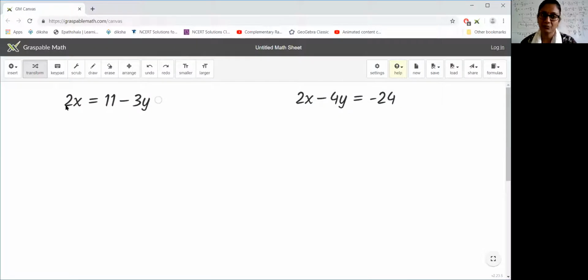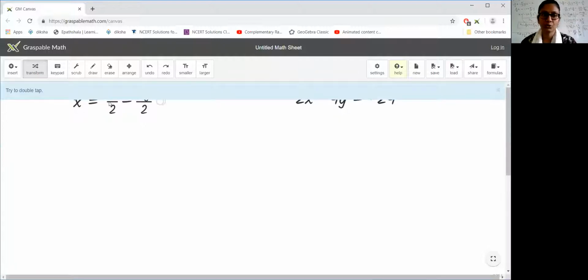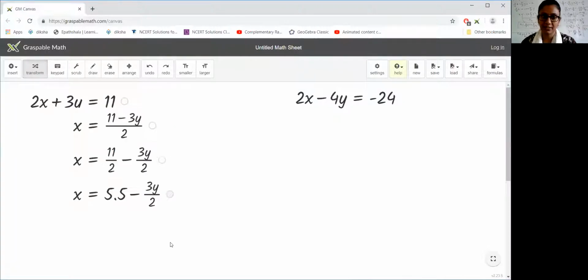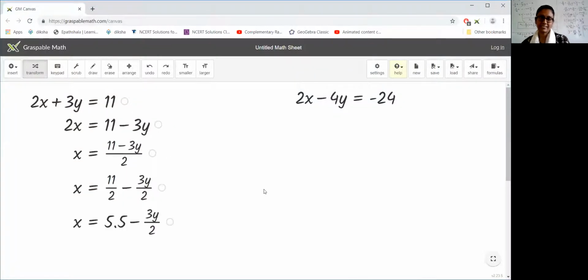Now the next step I have to do is I have to take the 2 and bring it down to the other side. Can you see? It has got that division symbol there. If you want further, split it like this. It will show 11 by 2 minus 3 by 2 times y. And if you want, you can show this again as 5.5. So these are the steps that we have done. Is that clear?